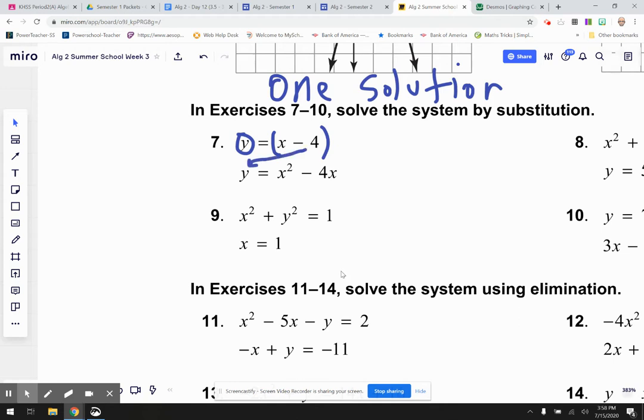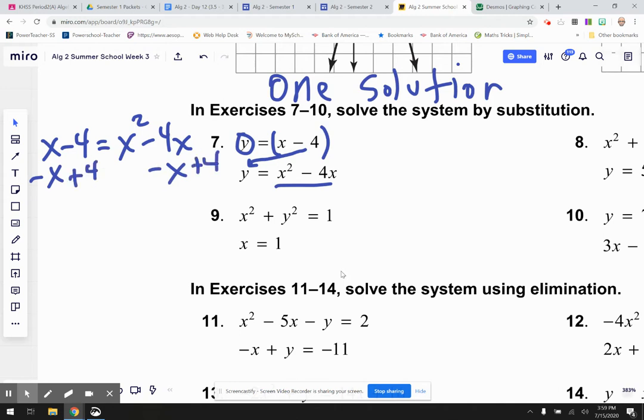So instead of it being y equals x squared minus 4x, we're going to put x minus 4 equals x squared minus 4x. Now we have all x's. We don't have any y's at all anymore. So we can just go ahead and get it equal to 0 by subtracting x on both sides and adding 4 to both sides. So 0 equals x squared minus 5x plus 4.